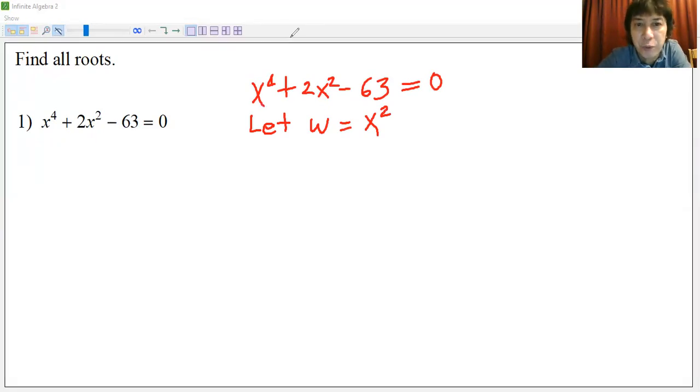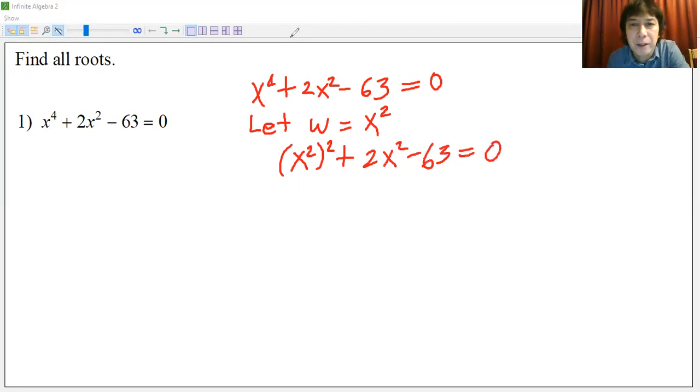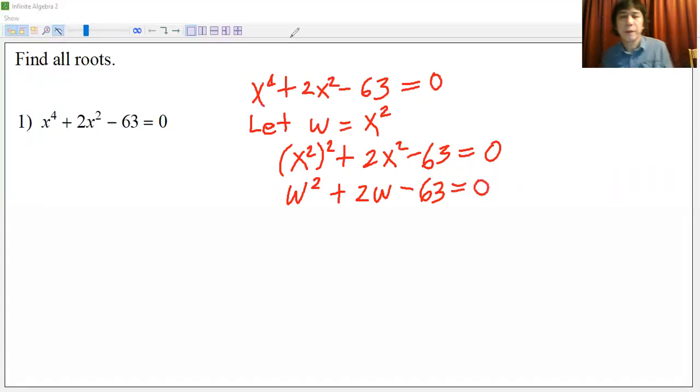Okay, first we will rewrite this: x squared squared plus 2 times x squared minus 63 is equal to 0. And then we will use now the substitution x squared equals w. So this is w squared plus 2 times w minus 63 is equal to 0. Now we're going to do factoring here.